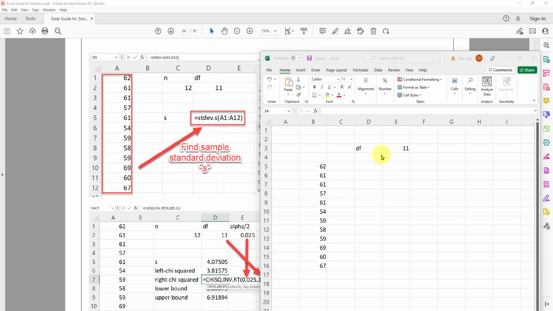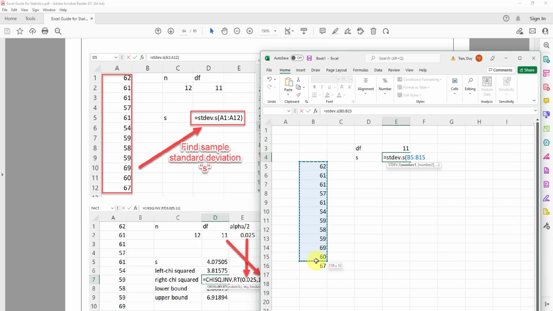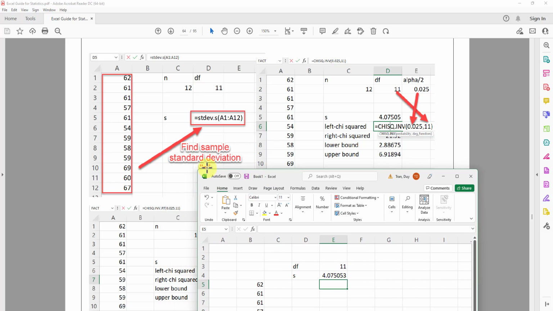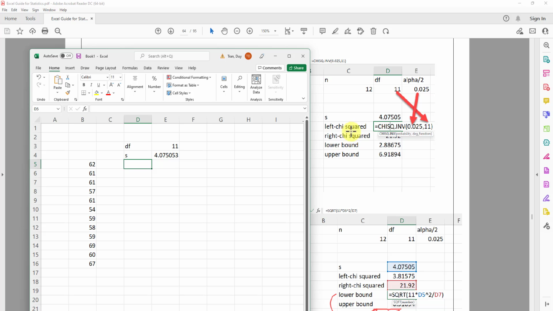All right, so we need to find the S value. So we have the degree of freedom as 11. The S value, the sample standard deviation, should equal STDEV.S and open the parenthesis. And then we drag everything inside and we close it. So that is my standard deviation S. And next, we need to find the left chi-square and the right chi-square.